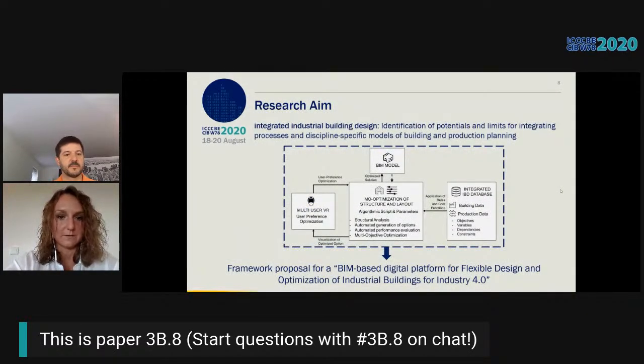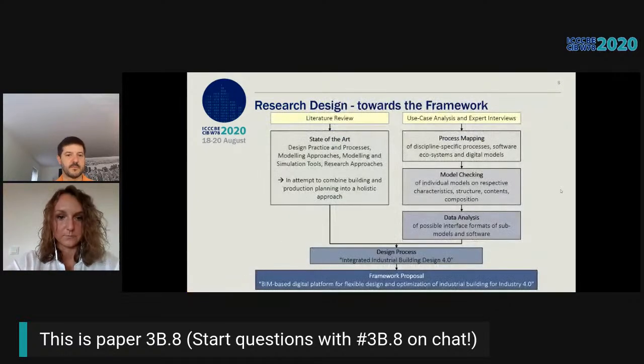And within this paper, we identified the potentials and limits for integrating processes and discipline-specific models of building and production planning and propose the framework for the BIM-based digital platform. It's the first step in our research.